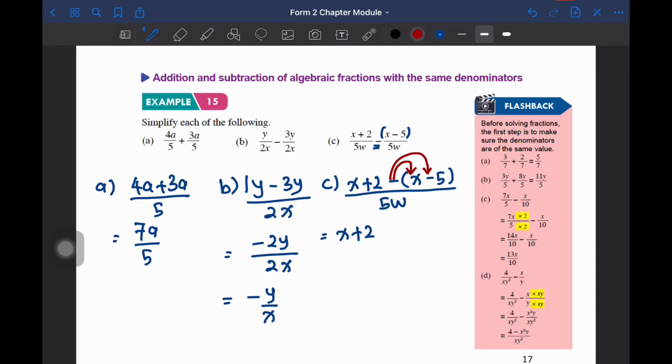So what we get? Negatif positif negatif, so minus x. Negatif negatif positif, so plus 5 over 5w. Next kita simplify. Tengok x tolak x, 1 tolak 1 kosong. So cancel. So tinggal nombor 2 plus 5 is 7 over 5w. Okay, that's it. Mudah saja.